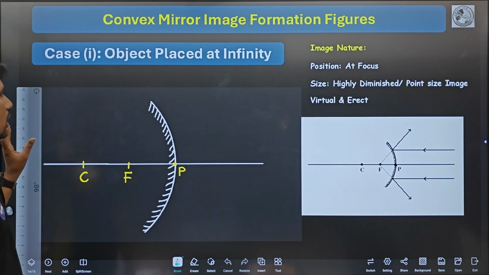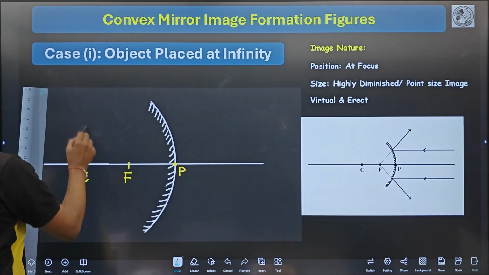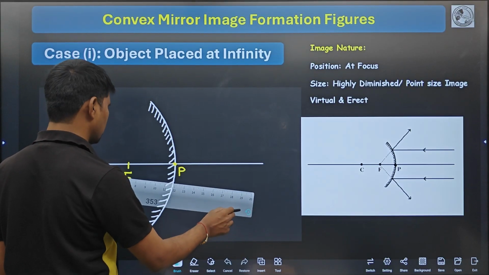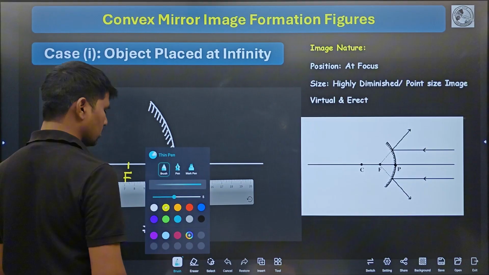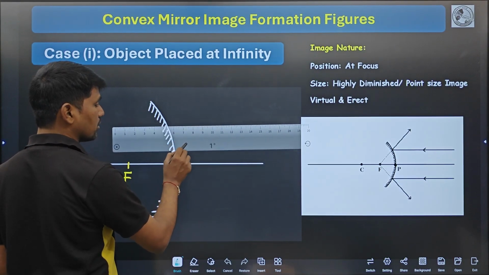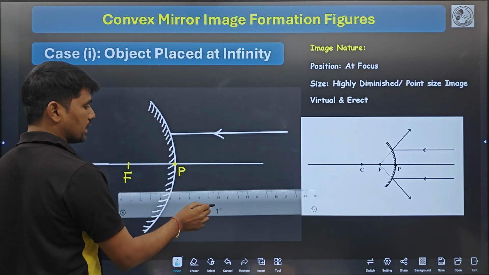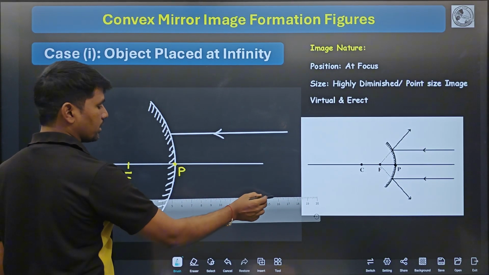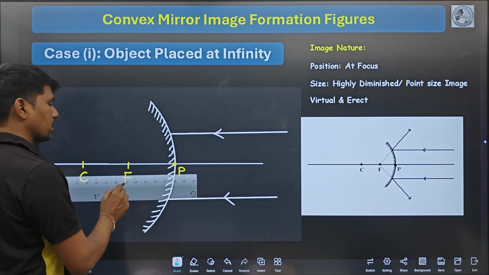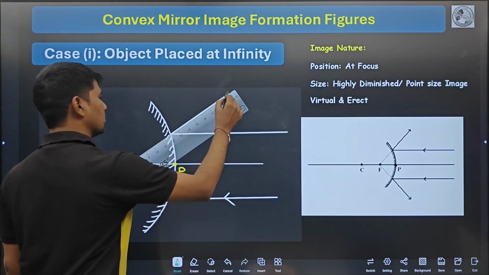Next slide is about object placed at infinity, convex mirror image formation figures. Yes students, here the object is placed at infinity, which means the first thing we have to do is take parallel rays. Object at infinity means obviously we take parallel rays, incident rays parallel to the principal axis. Okay, then what happens: after reflection it seems to be coming from focus.